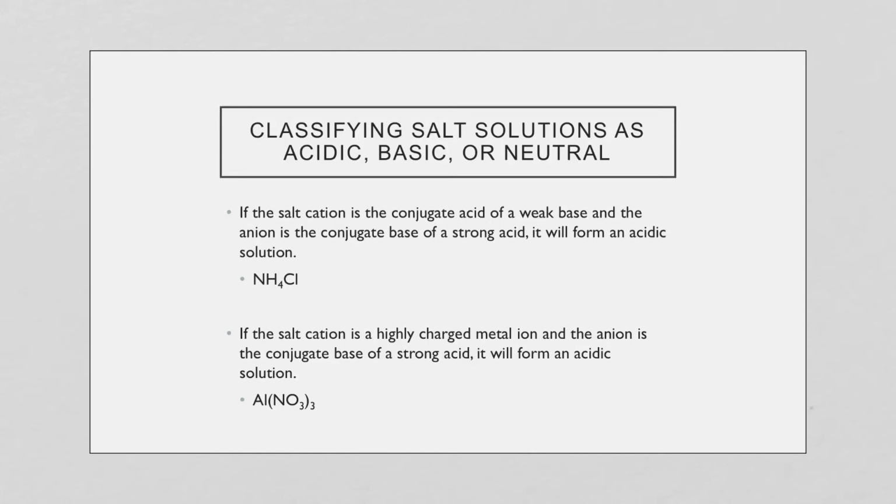The opposite, of course, would be true if only the cation affected the pH. So if the cation is the conjugate of a weak base, and the anion is the conjugate of a strong acid, then that means only the cation will affect the pH. And since the cation is the conjugate acid of a weak base, we're going to get an acidic solution. So here we have ammonium.